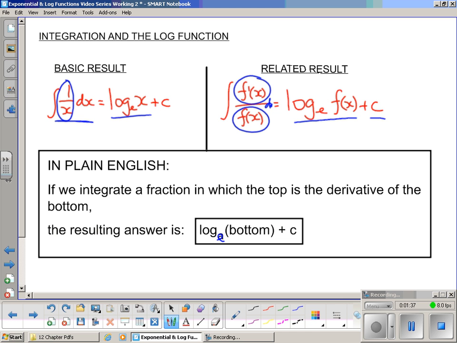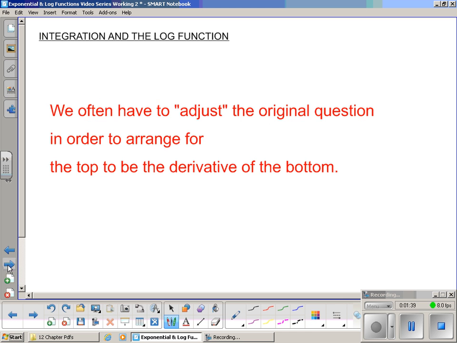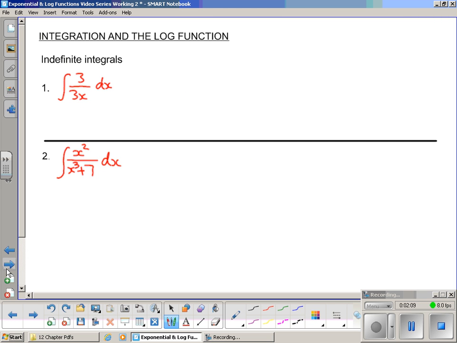Okay, let's have a look at some specific examples. I want to warn you that we often have to adjust the original question, particularly in the harder ones, in order to arrange for that scenario to be true, that the top is the derivative of the bottom. We'll show you how we make those adjustments, but be aware that we don't always have that perfect arrangement to begin with, and we have to adjust and compensate to achieve that process. You'll see what I mean as we get into it.